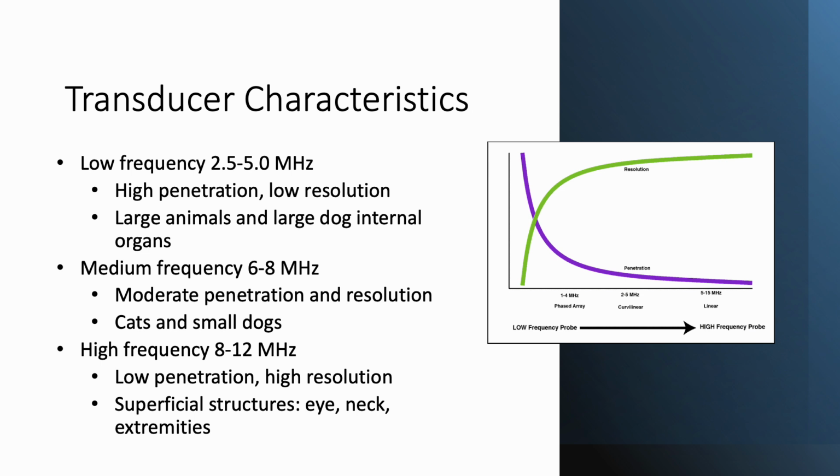A high frequency probe is in the range of 8 to 12 megahertz, and these are going to have really low penetration but really high resolution. So we're going to use them for superficial structures like the eye, the neck, ligaments in the extremities. We're going to get a really clear view of something that's just under the skin. It's really superficial. It's not very far away from the transducer.